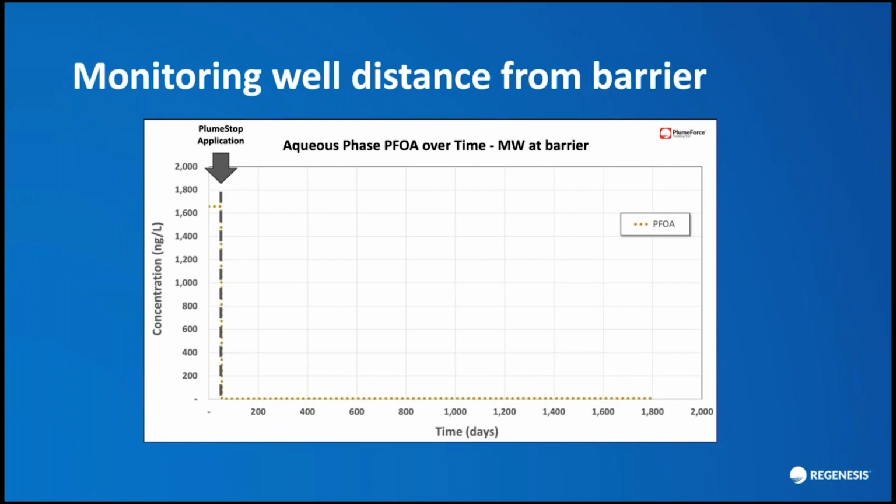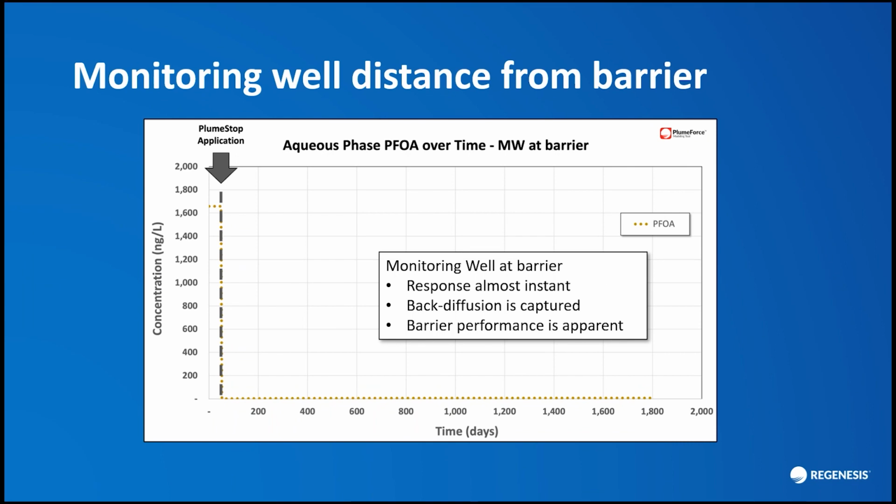This is the first. It's at the barrier periphery, 0 distance down gradient. The PFOA reduction is immediate and the concentration is reduced to almost nothing. Back diffusion and desorption are occurring from the hidden compartments, but this is being captured in another hidden compartment, namely the barrier carbon. So what we're looking at here is the actual performance of the barrier. There is no interference from matrix mass between the barrier and the monitoring well because there is no distance between the barrier and the monitoring well in which this can occur.